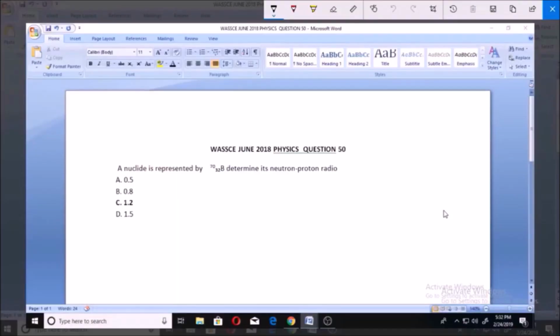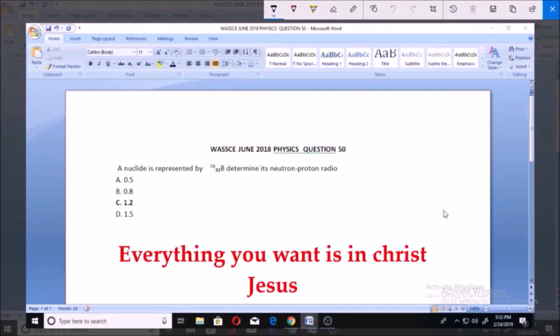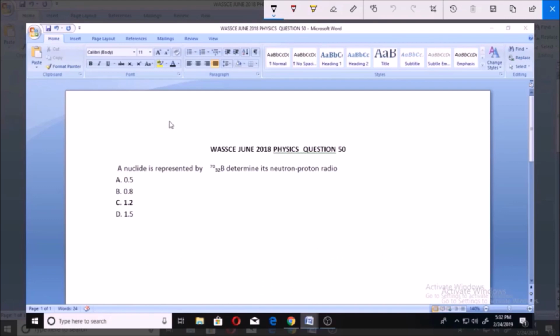Hello, welcome. Let's look at this WAEC physics 2018 question 50. A nuclide is represented by 70B32. Determine its neutron-proton ratio. This is the neutron-proton ratio.